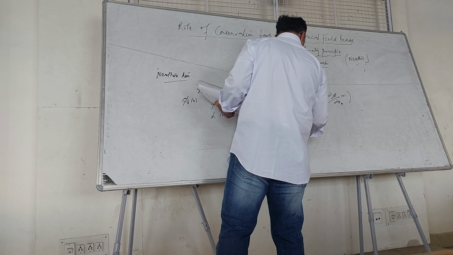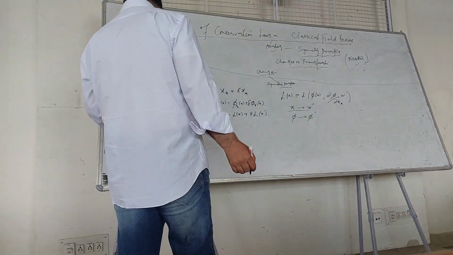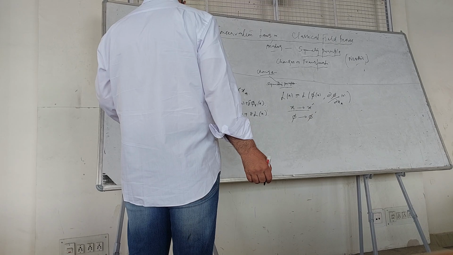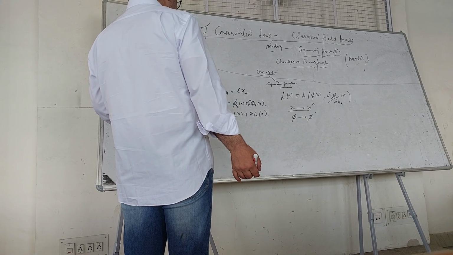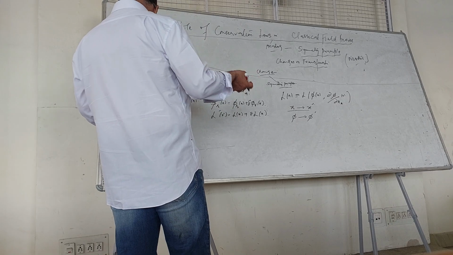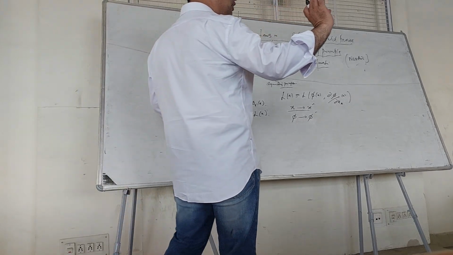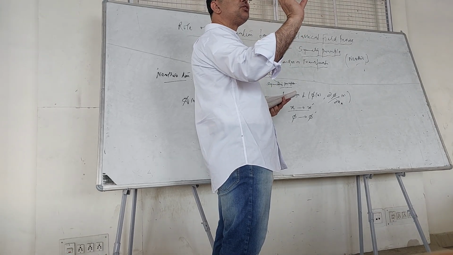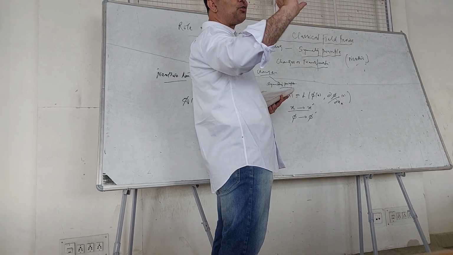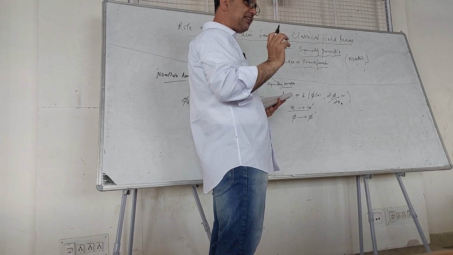So if x changes to x prime, say we have a vector field, it means as if the coordinates got rotated. The distance between the two points may remain the same, but the coordinate system itself got rotated.